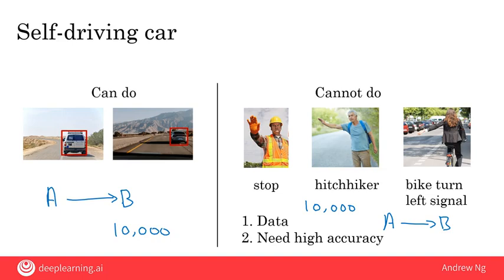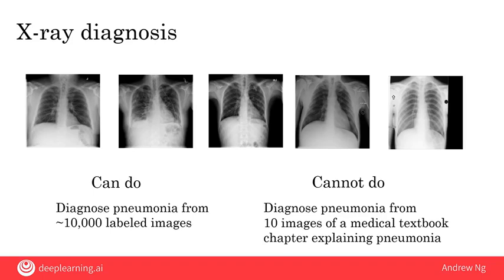Let's look at one more example. Say you want to build an AI system to look at X-ray images and diagnose pneumonia. So all of these are chest X-rays. So the input A could be the X-ray image and the output B can be the diagnosis. Does this patient have pneumonia or not? So that's something that AI can do.